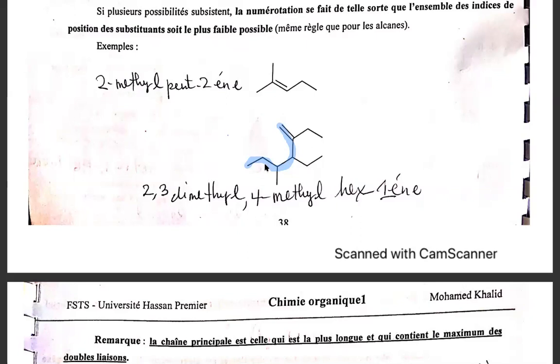So if it contains 6, the prefix will be called hexa. The prefix will be called hexa with an a. Then where is the double liaison found? The double liaison is found at position number 1.